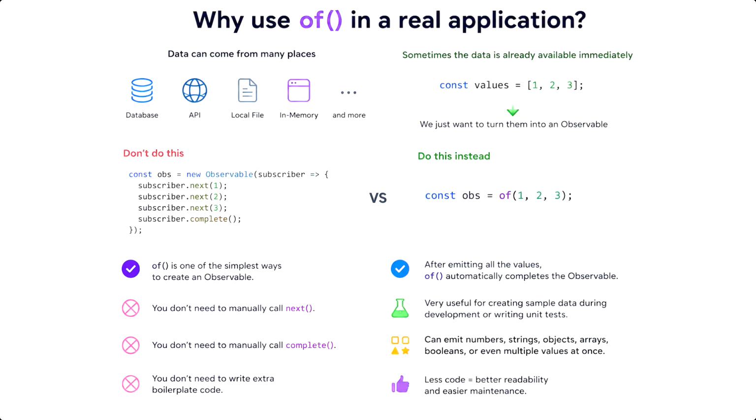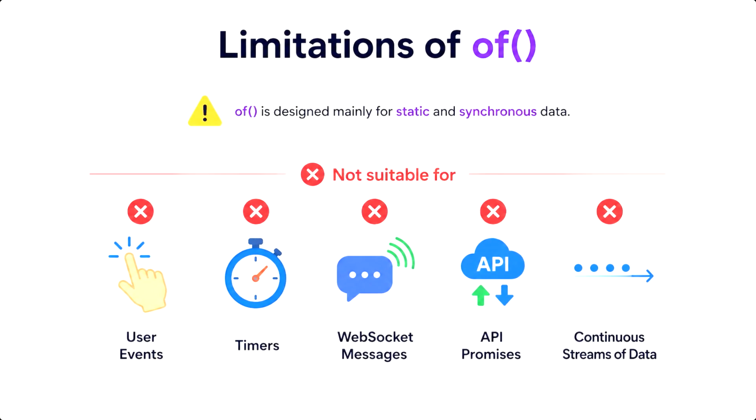The of function can emit numbers, strings, objects, arrays, booleans, or even multiple values at once. So it is very flexible when working with static data. For example, imagine your backend API is not ready yet. Instead of waiting for the backend team, you can use of to create mock data and continue developing your frontend application. However, of also has some limitations. It is designed mainly for static and synchronous data. It is not suitable for user events, timers, WebSocket messages, API promises, or continuous streams of data.